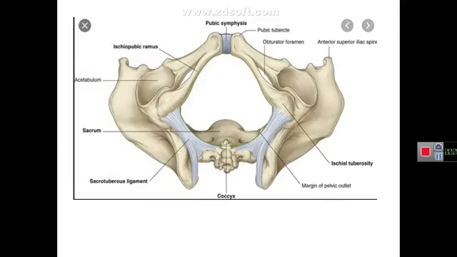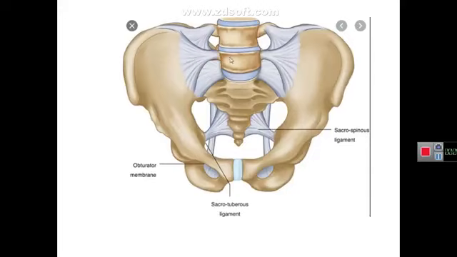Then the ligaments forming the walls of the pelvis include the obturator membrane that closes the obturator foramen, the sacrospinous ligament, and the sacrotuberous ligament. The sacrospinous ligament is a triangular ligament. The apex of it is attached to the spine of the ischium, while the base of it is attached to the lateral side of the coccyx and last piece of the sacrum.